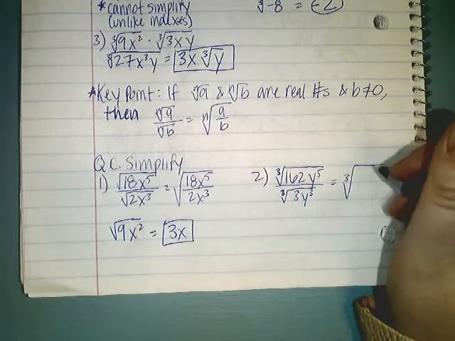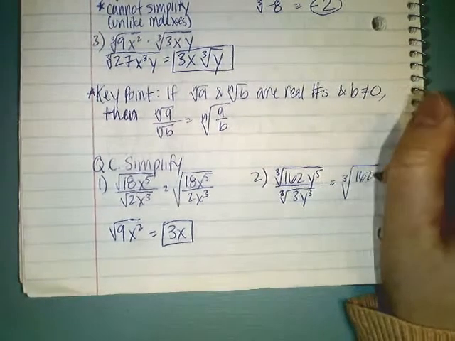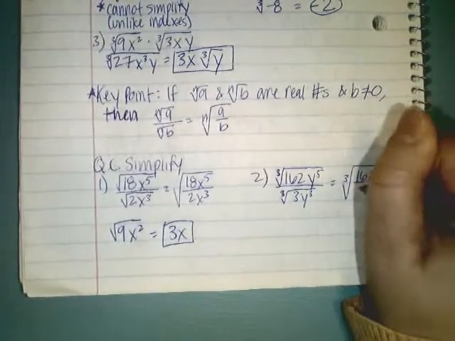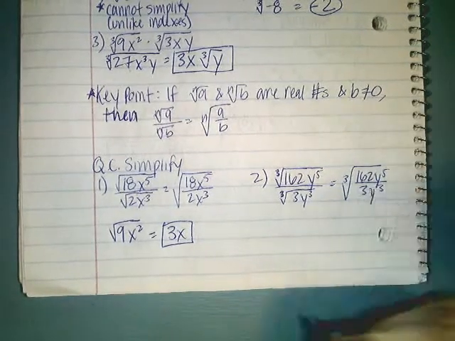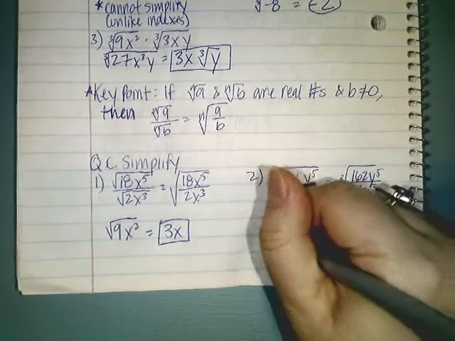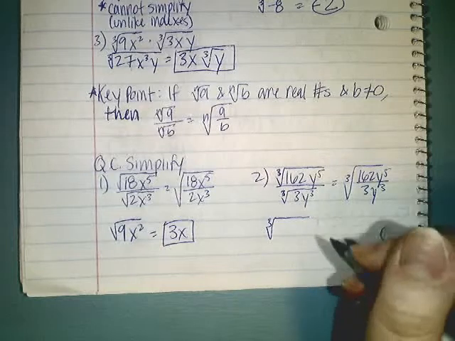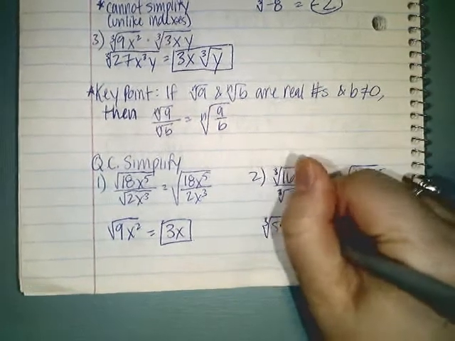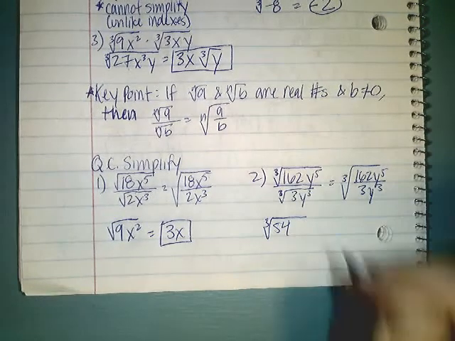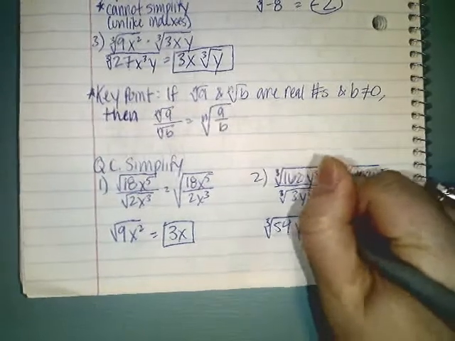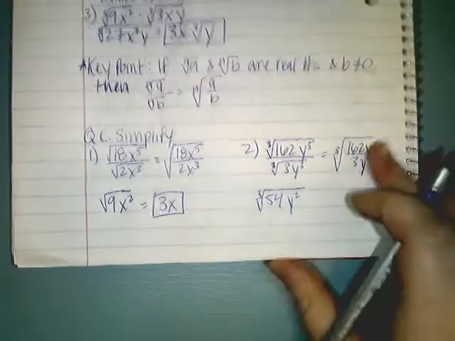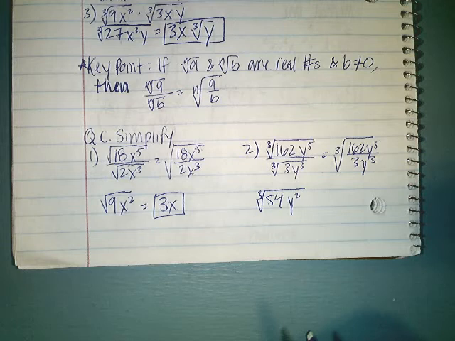So when I put them under the same cube root, I get 162y to the 5th over 3y cubed. 162 divided by 3 gives me 54. Y to the 5th divided by y to the 3rd gives me y squared. So again, at this point, you can do your prime factor tree and do that out.